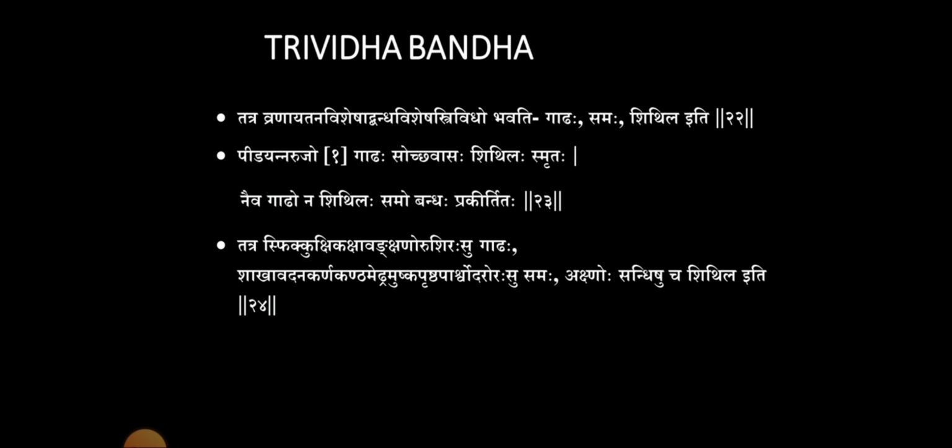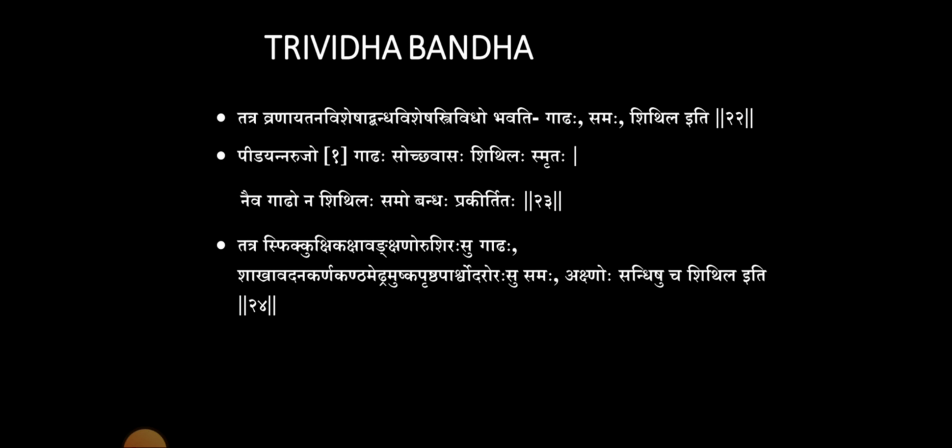Then Shakha, Vadana, Karna, Kandha, Medra, Mushka, Prishta, Parsha, Udara, Urasu, Sama. Which are the places where Samabandha has to be done? Shakha in the extremities, Vadana in the mouth region, Karna the ears, Kanda the throat, Medra in the penis region, Mushka in the scrotal region, Prishta in the back and low back region, Parsha in the sides, Udara in the abdomen region, Urasu in the chest region also. We have to do Samabandha.